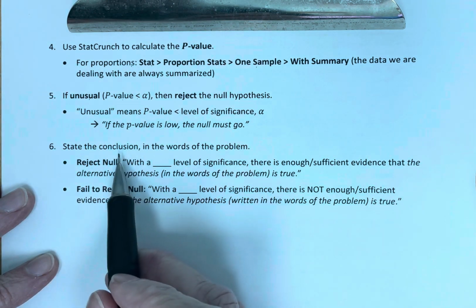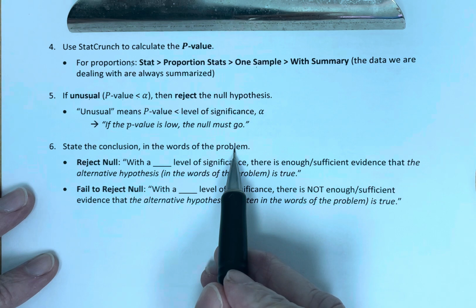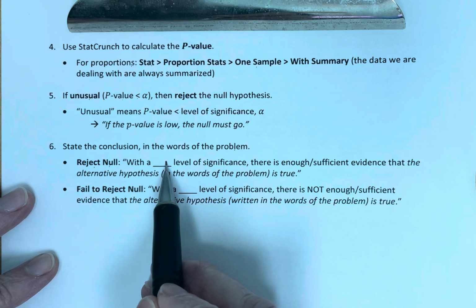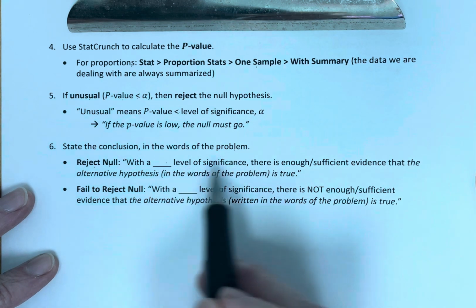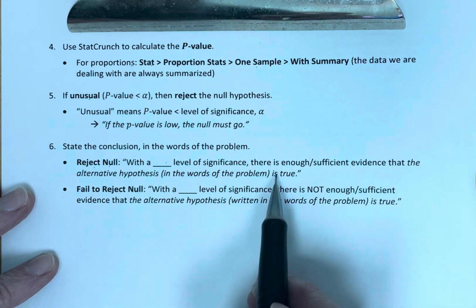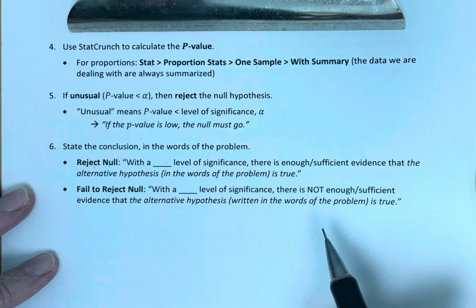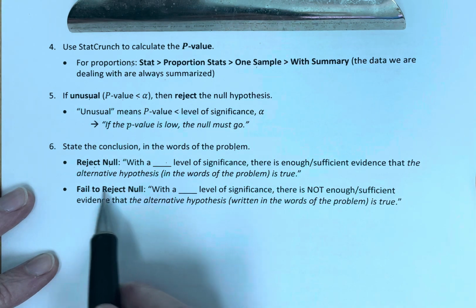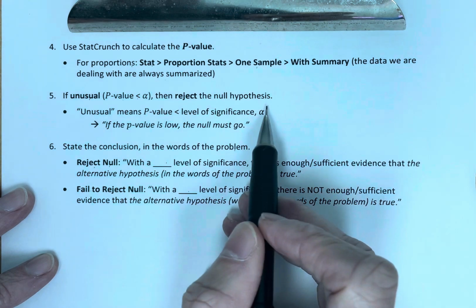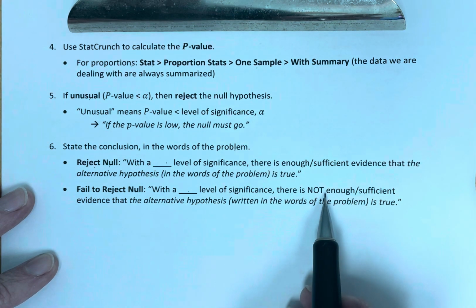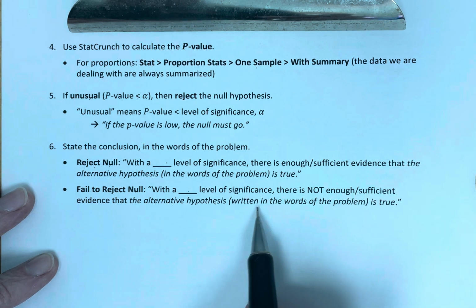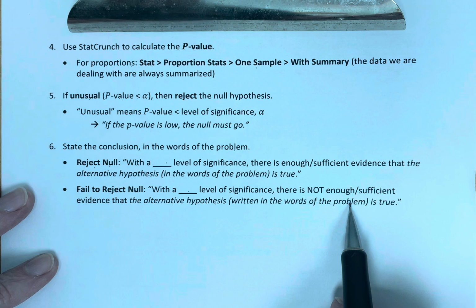And step 6, we state the conclusion in the words of the problem. If we reject the null, we say, with an alpha level of significance, whatever alpha is, there is enough evidence that the alternative hypothesis is true, but we're going to use the words of the problem. If we fail to reject the null, we will say with an alpha level of significance, again using whatever alpha is, there is not enough evidence that the alternative hypothesis is true, again written in the words of the problem.